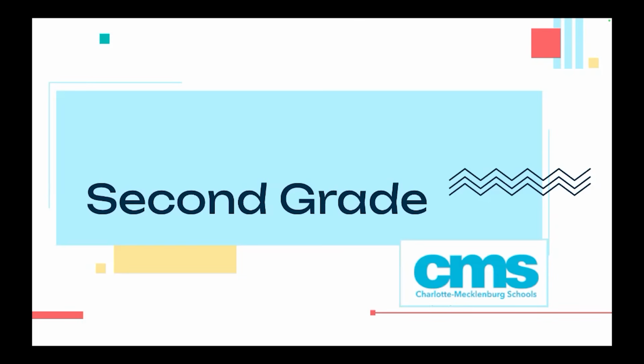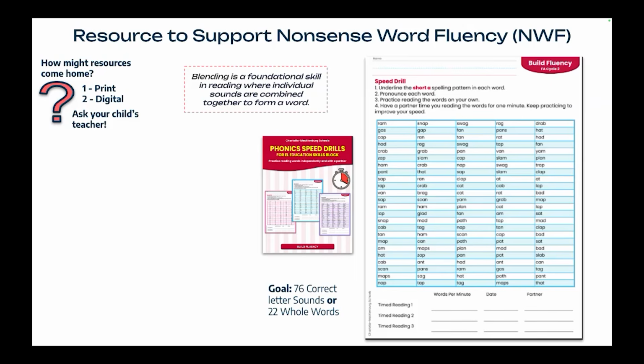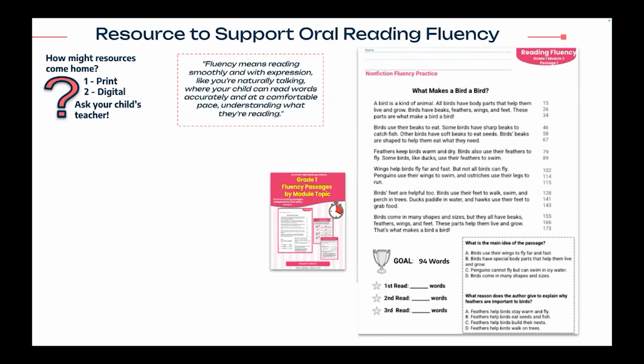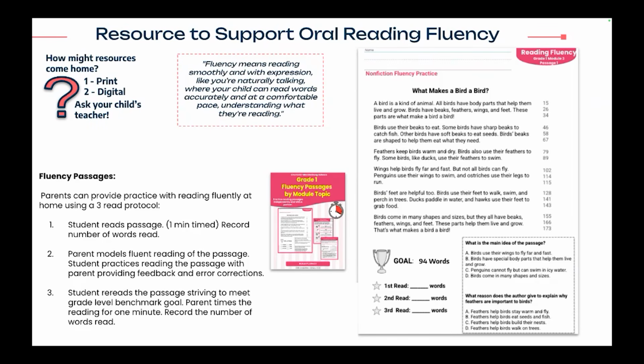All right, let's look at second grade. Same thing here. Same resources to support nonsense word fluency, the phonics speed drills. Same resource to support oral reading fluency, like we just talked about for first grade. You can see here that the second grade goal at the end of the year is 94 words per minute. So I want to make sure I drew your attention to that.